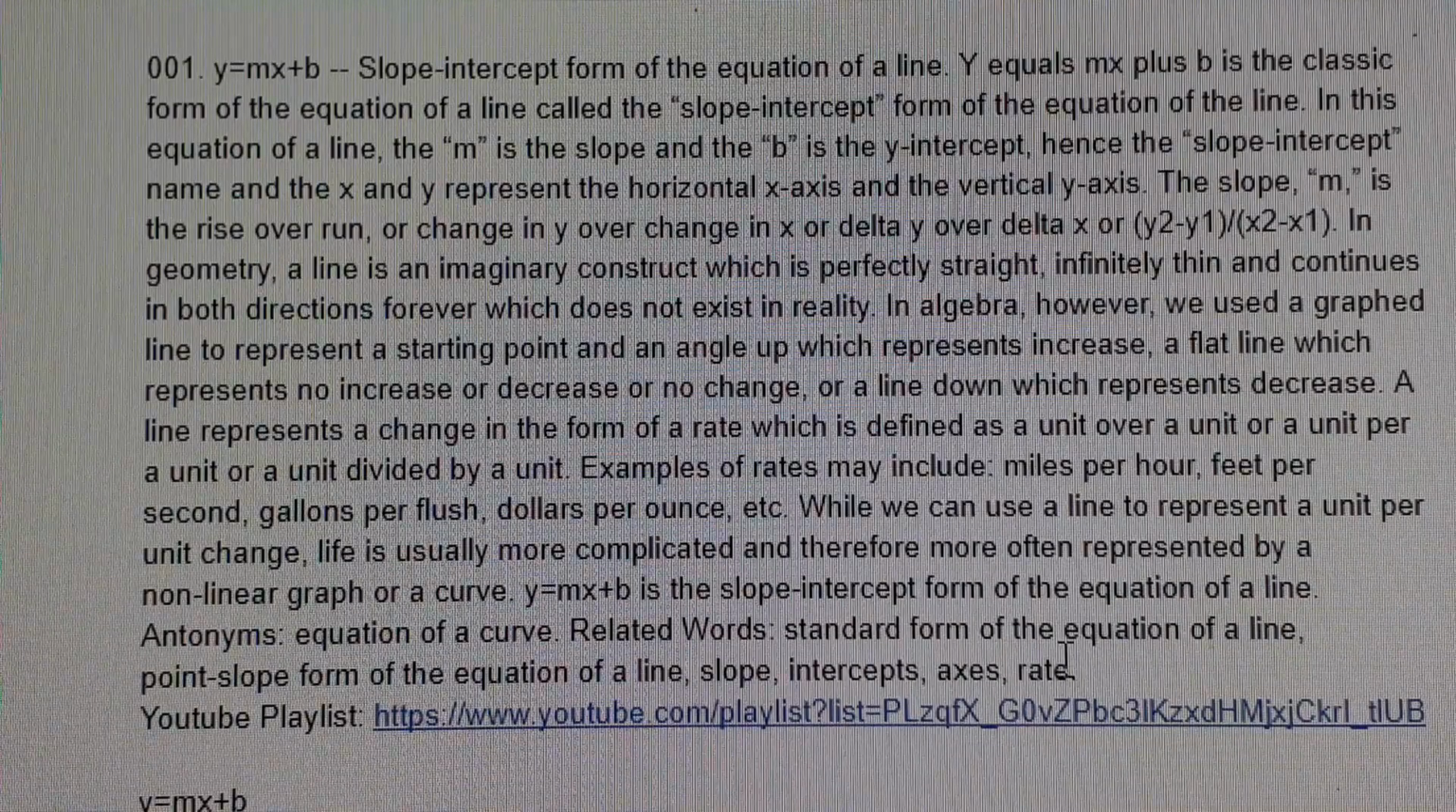Antonyms: equation of a curve. Related words: standard form of the equation of a line. Point-slope form of the equation of a line. Slope, intercepts, axes, rate.